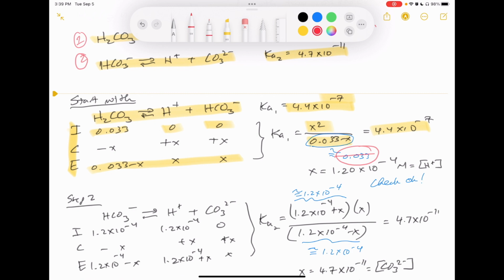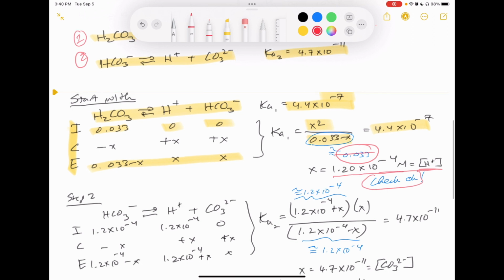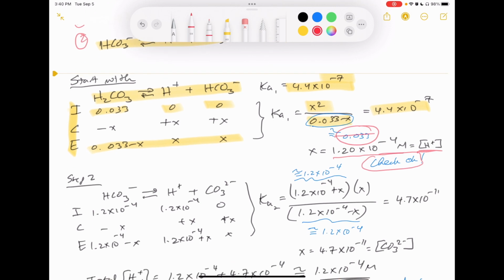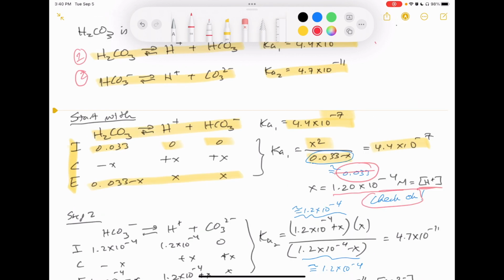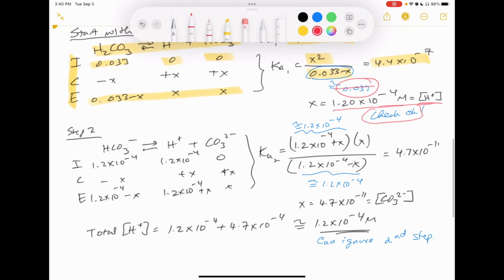When we solve, we get X equals 1.2 times 10 to the minus 4 molar, and that X represents the H plus in this case. If you check this number, you'll find that it's within our 5% error, so we can use it to calculate pH. But should we ignore the second dissociation step? Should we use it? Well, let's just use it now and see what happens.